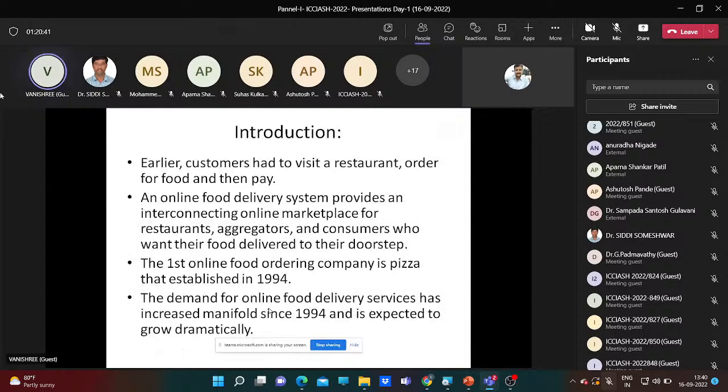So earlier, customers had to visit a restaurant, order the food and then pay. It used to be a cumbersome process. So the online food delivery system provides interconnectivity between the restaurants, aggregators and consumers who want their food delivered to their doorstep. The first online food delivery company was Pizza, established in 1994. From 1994 till now, the demand for online food delivery services has increased manifold and drastically, especially after COVID.